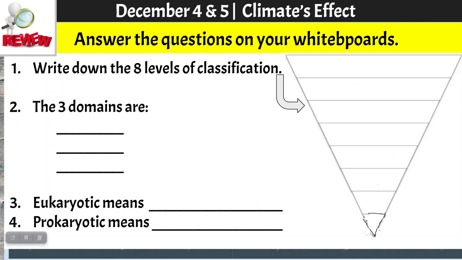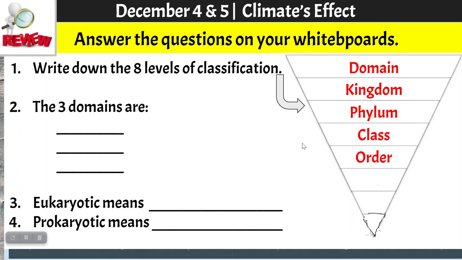So see if you can remember the 8 levels of classification. Remember, we use the mnemonic, Dear King Philip came over for good spaghetti, or something like that. You've got to come up with your own as well, so that can help you figure out the words you're looking for. You can pause if you want. And here's our classification. We have a domain, kingdom, phylum, class, order, family, genus, species.